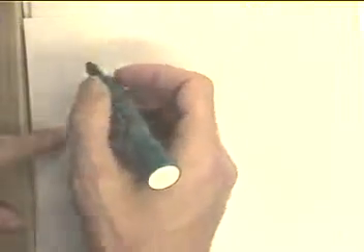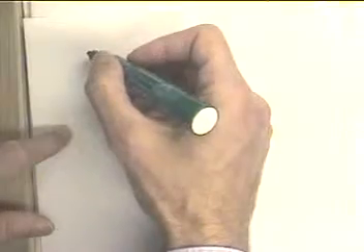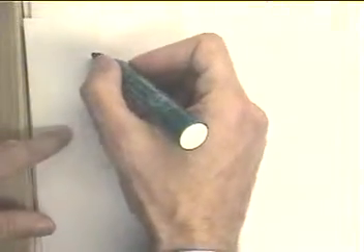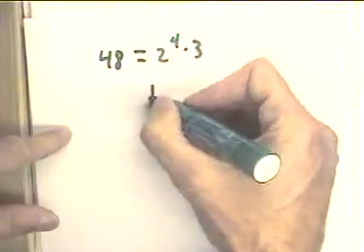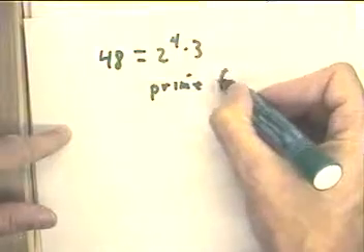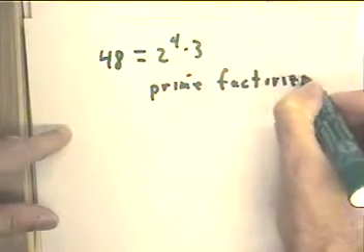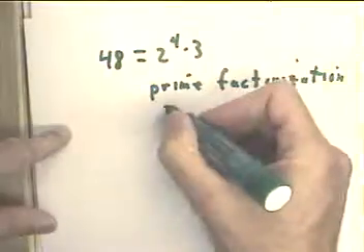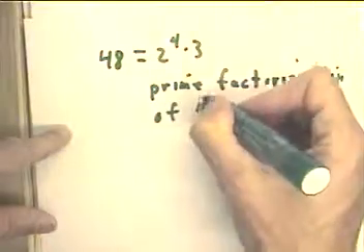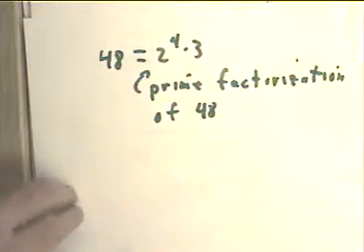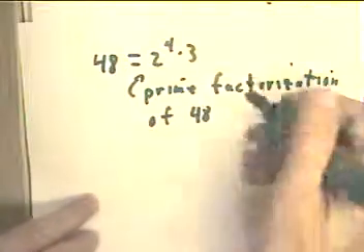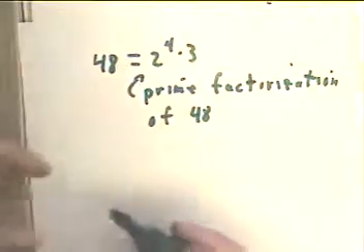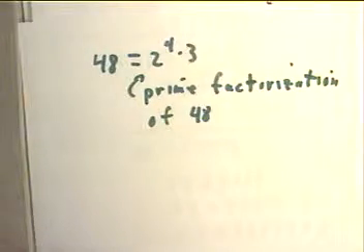The fundamental theorem of arithmetic, well, let me back up a second. 48 equals 2 to the 4th times 3. That's called the prime factorization of 48. Now, what do I mean by prime? Well, a prime number is a number that can't be broken down. And your book will give you a definition of prime numbers as numbers that have only 2 divisors, themselves and 1. And we'll talk about that in a minute, but that's what we call this.